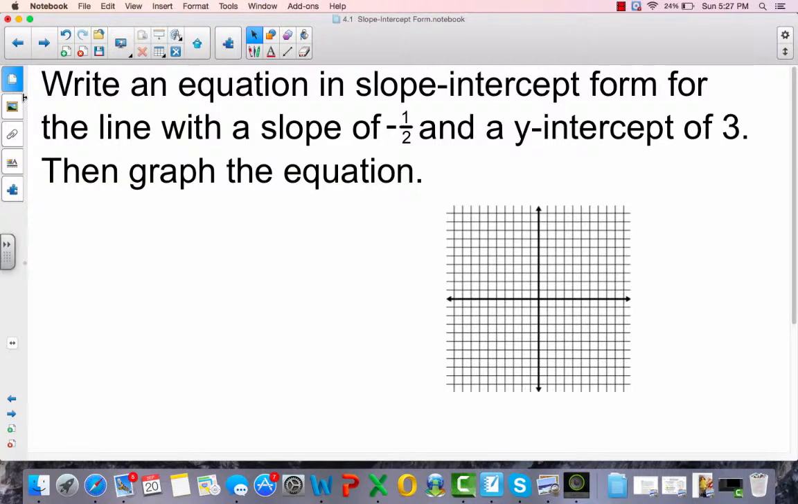Write an equation in slope-intercept form for the line with a slope of negative 1/2 and a y-intercept of 3. Then graph the equation. Pause the video, do this one, and then get back with me.